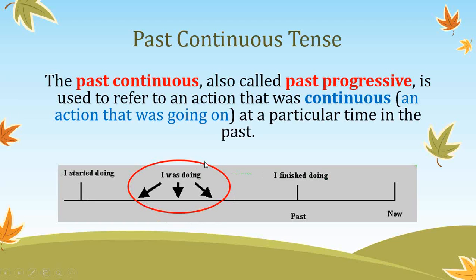As we can see in this graphic, when we say I was doing, it was an action that was continuous. It began here, continued here, and ended here. Okay? So it was a continuous action during this quantity of time. And it happened in the past. Look, here we have the past.